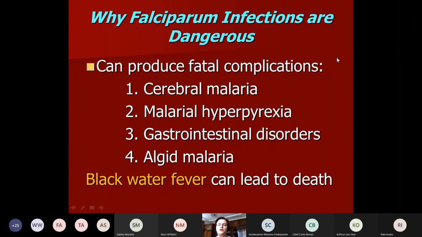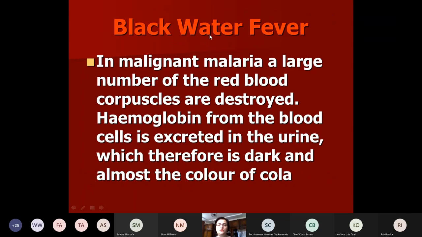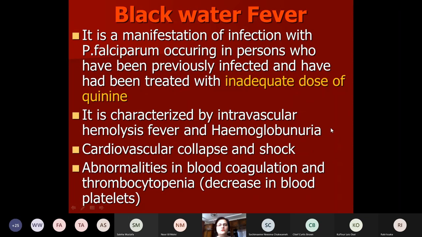They can produce fatal complications: cerebral malaria, malarial hyperpyrexia, gastrointestinal disorders, algid malaria, and blackwater fever, which can lead to death. What is blackwater fever? In malignant malaria, a large number of red blood corpuscles are destroyed. Hemoglobin from the blood cells is excreted in the urine, which therefore is dark, almost the color of cola. Better to say even red-black. That's why it's very dangerous and looks not good.